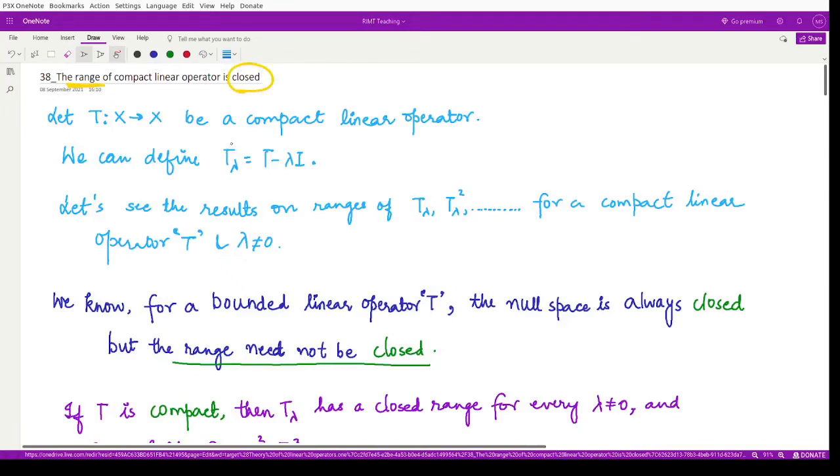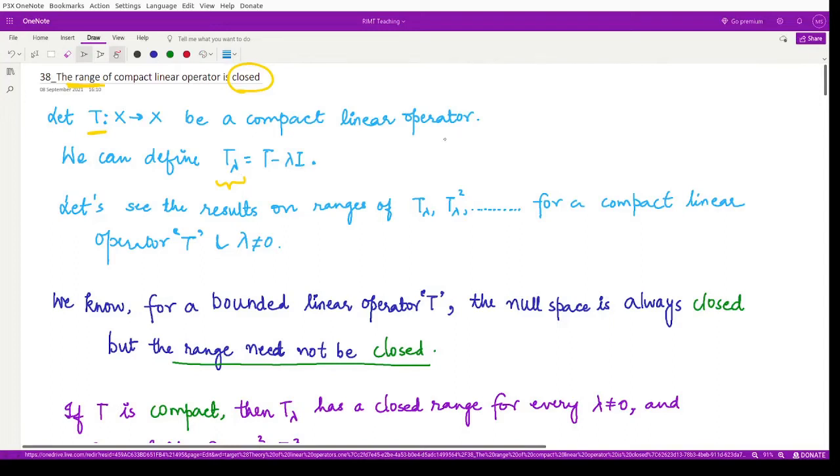First of all, let me remind you what we were doing. We were considering a linear operator T from a normed space X to the same normed space X, and we are defining this T to be a compact linear operator. This is given to us. We are assuming this. Corresponding to this operator T, we are defining another operator T lambda, which is nothing but T minus lambda times I, where I is the identity operator.